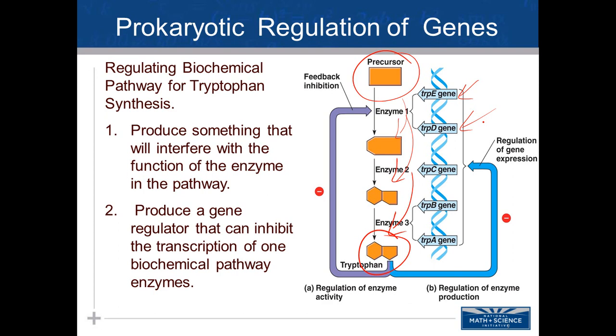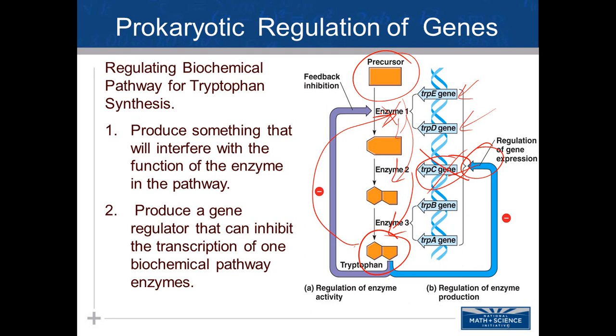Now, there are 2 different ways that we could regulate this biochemical pathway. One method is to have some sort of molecule either activate the gene or deactivate the genes. The second method is if this product or one of these products along this biochemical pathway could interact with that enzyme or another enzyme and deactivate that enzyme. If the enzyme is deactivated, then it's not going to be functional and the biochemical pathway is going to be halted.